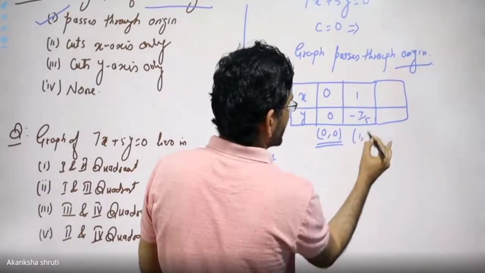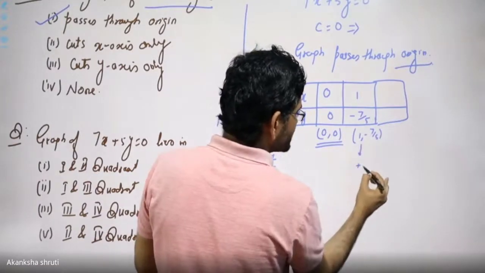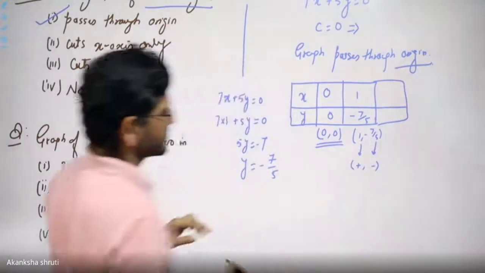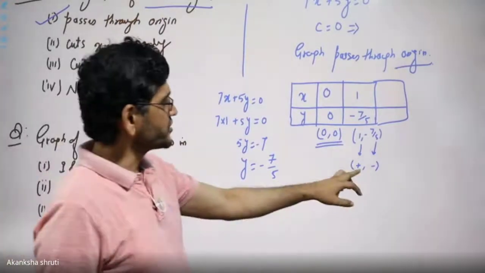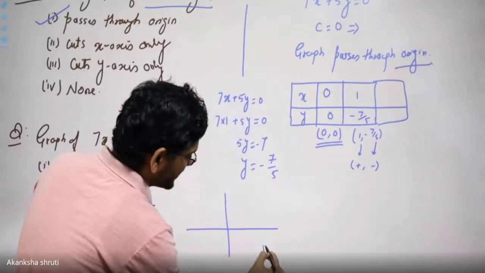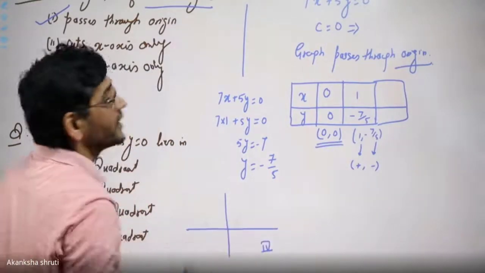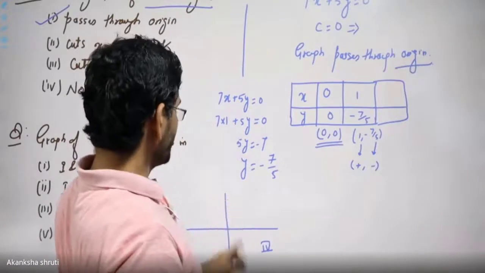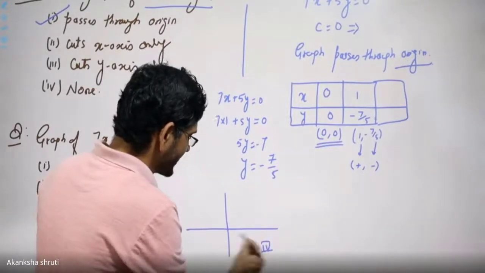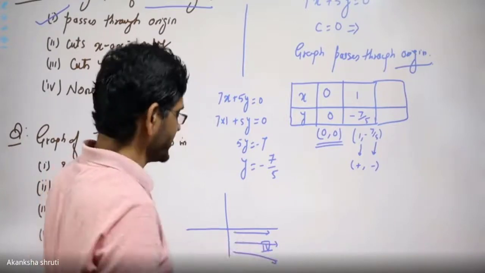Students, the solution that we have chosen is (1, minus 7 by 5). What is the sign? x is positive, but y is negative. This is possible in the fourth quadrant. We have identified that it lies in this quadrant. While taking x as positive, we are getting y as negative, so the graph will lie in this quadrant. How the graph looks, we will see later.